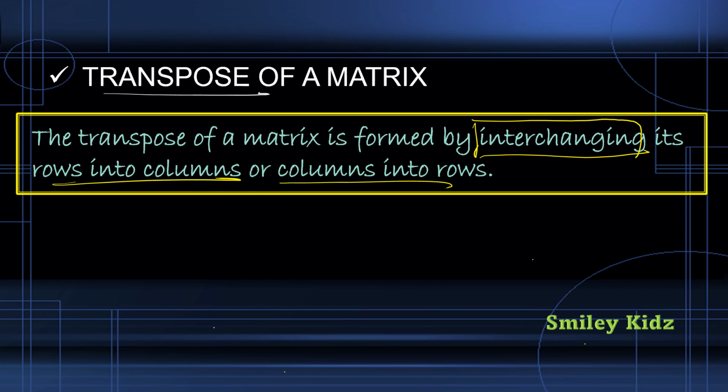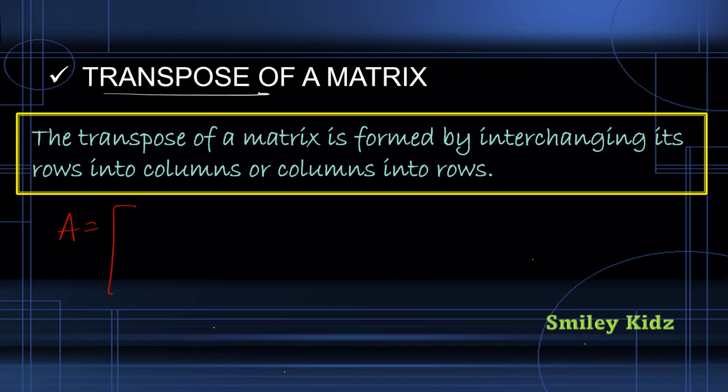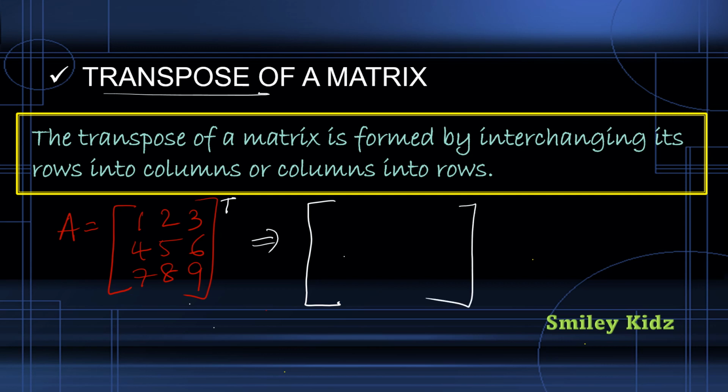Alright, now let's take one matrix A. Let's say this is matrix A, which has 1, 2, 3, 4, 5, 6, 7, 8, 9. Now I'm going to obtain the transpose of this matrix. I'm going to write T over the top right. I'm going to obtain its transpose. That is, I'm going to convert rows into columns or columns into rows. It will be the same.